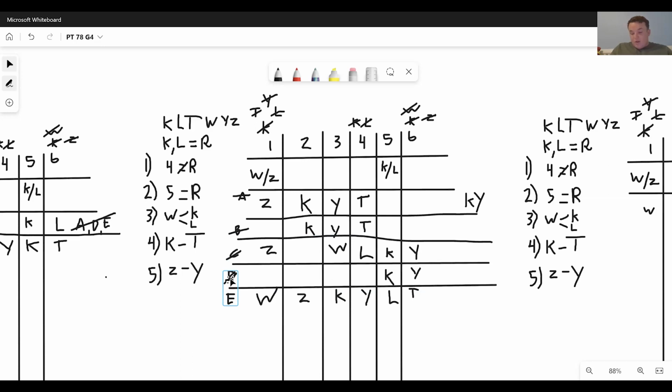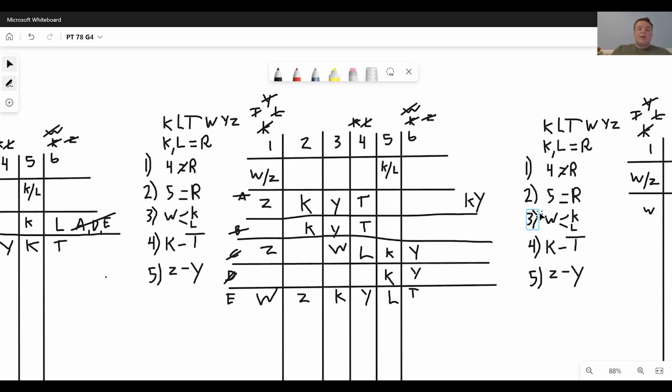Next for D, Y's audition is sixth. If Y's audition is sixth, then K is fifth. And if K is fifth and Y is sixth, T cannot come after it, by rule 4. So D cannot be true. And finally, we get to E, where Z's audition is second. If Z's audition is second, we then know W's audition has to be first. We then know the KY block has to be third and fourth. And we can put L and T later on and have no issues or violate any rules. This is one way that E could be true.